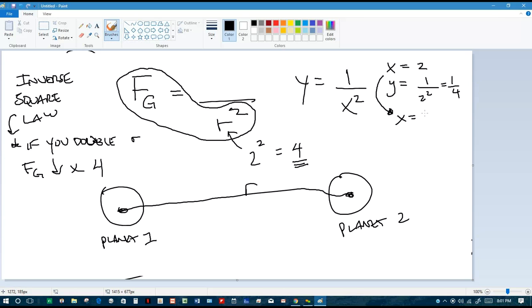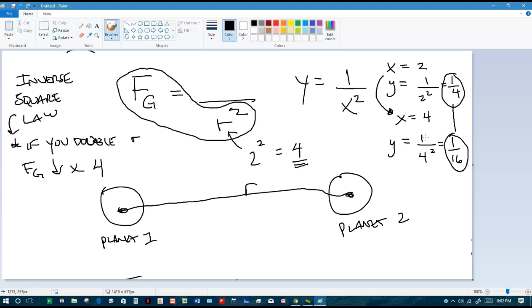Now, what happens if I double x? I'm going to double x to become the number 4, right? What do I get for y? It'll be 1 over 4 squared, which is 1 over 16. How many times smaller is 1/16 compared to 1/4? 4 times smaller. You see that? Yes. So that's the idea of the inverse square law. If they get 3 times further apart, by what factor does the gravity force between the planets decrease? 9. Good. If they get 4 times further apart, 16. Then the gravity weakens by 16 times. It would be 16 times weaker of a force.